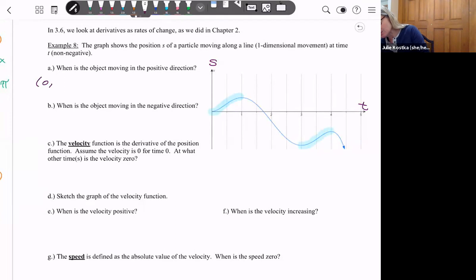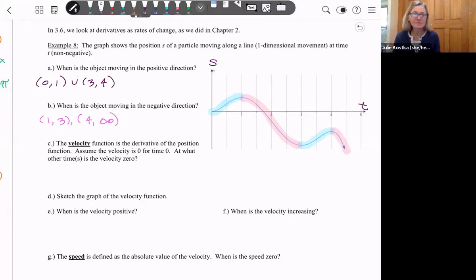So we won't include endpoints because they're weird. They are the spots where the derivatives are 0. And it's going in the negative direction here and here. And so we have 1 to 3 and 4 to infinity. The velocity is defined as the derivative of the position function, right? We've talked about that before.